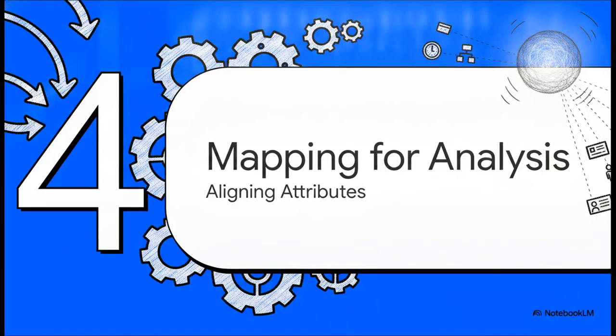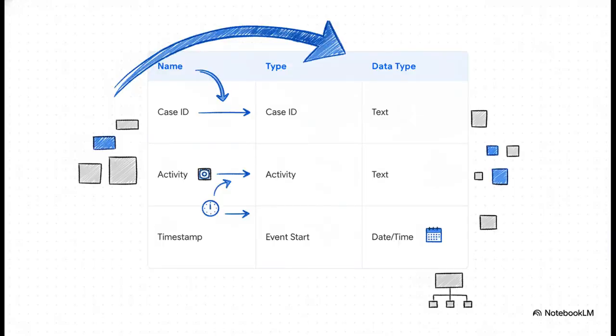Finally, let's step into our last major phase, mapping for final analysis, where we align our attributes for the dashboard. Okay, remember those strict essential fields we talked about at the very beginning of the explainer? Well, this is where they finally come into play. The system needs a translation to know exactly which column is which. So, we map our case ID column to the case ID attribute type. We map activity to the activity attribute type. And crucially, we map our timestamp column directly to the event start attribute type, making absolutely sure the data type is properly set to date/time.